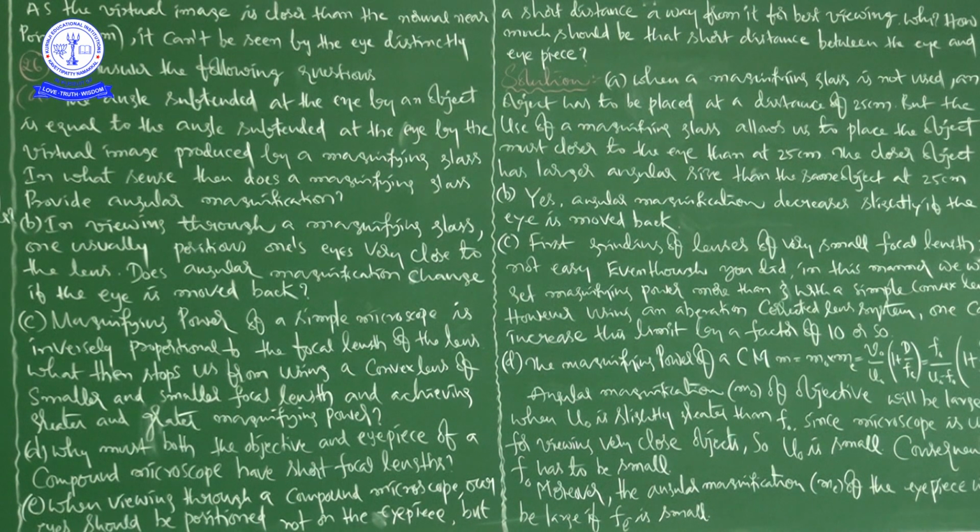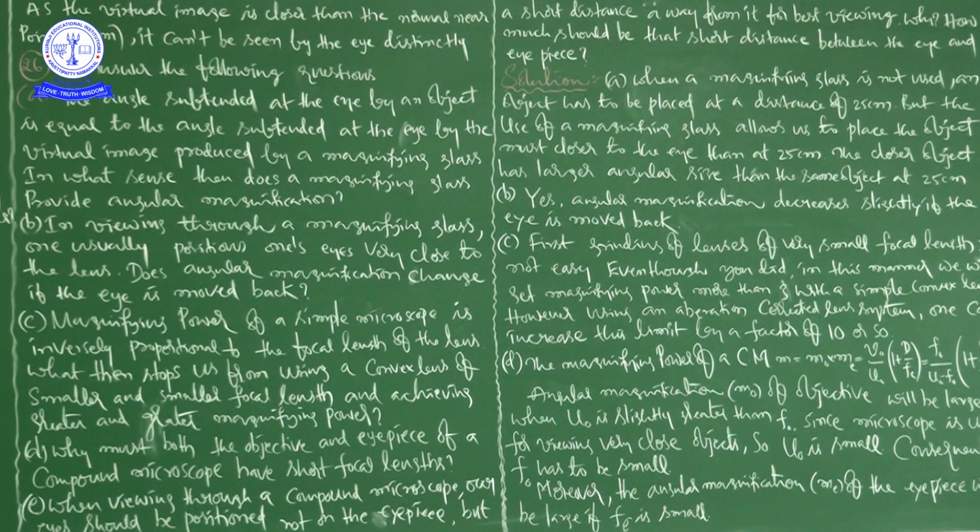So this point is giving that importance, that is the purpose of the magnifying glass, the role of the magnifying glass. When we keep the object closer than 25 centimeters, the closer object has a larger angular size than the same object at 25 centimeters. Keeping the object closer than 25 centimeters gives us a larger angular size, and a larger angular size leads to more magnification. That is what we want.